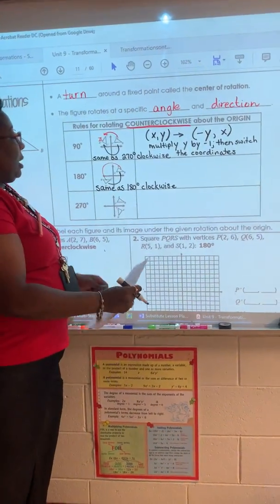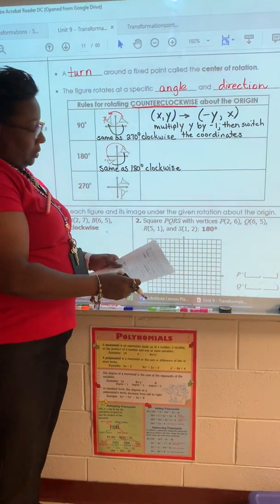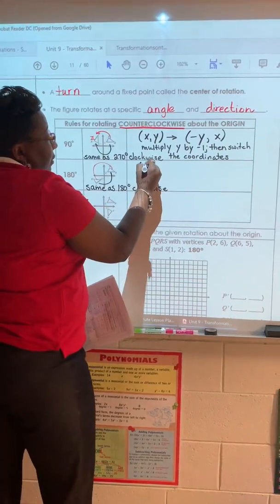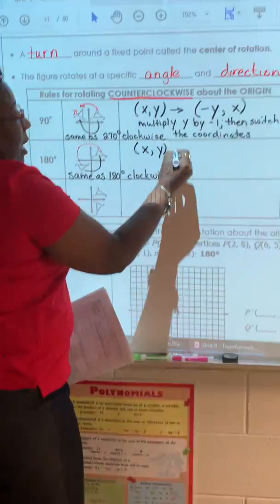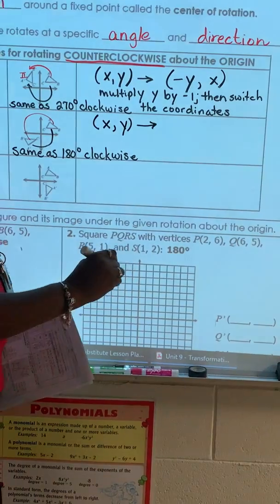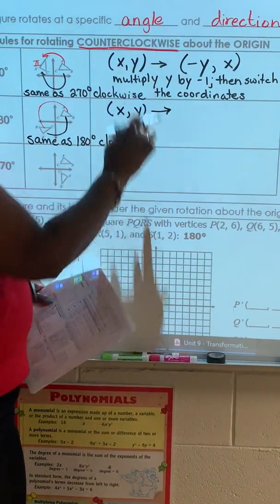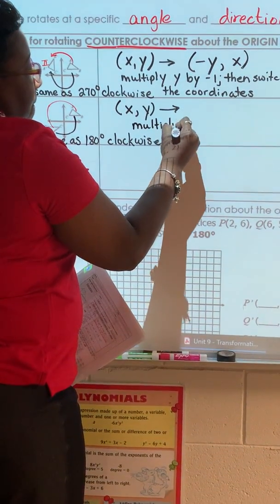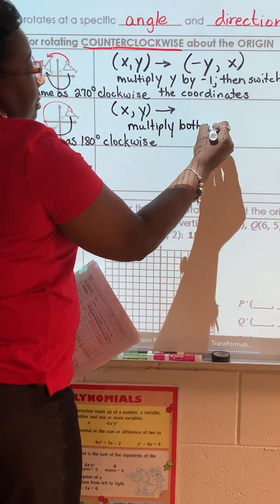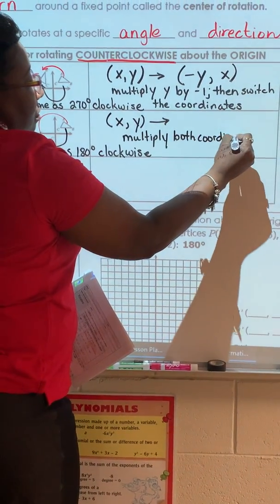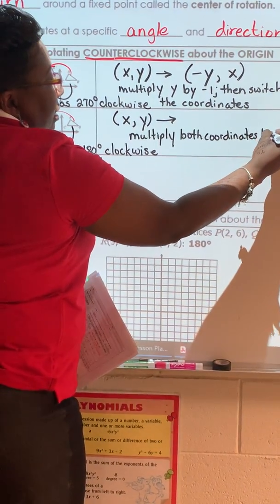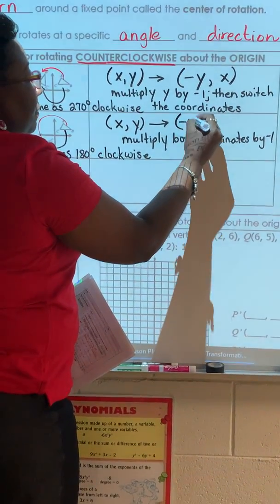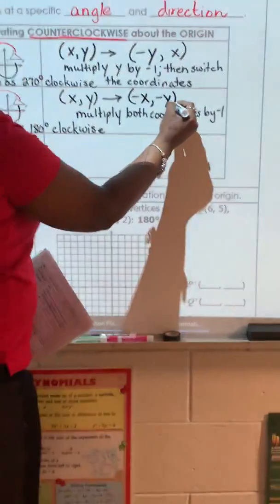So in your notes, we know if we're rotating 180 degrees counterclockwise, if we're given coordinates x and y, then we will multiply both coordinates by -1. So our new image would be -x, comma, -y.